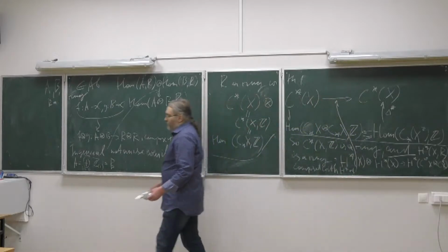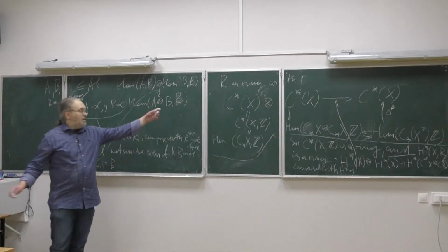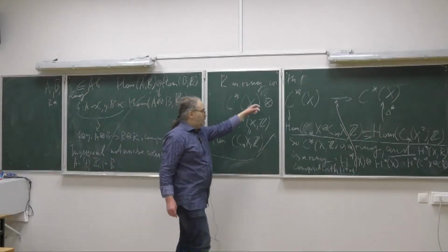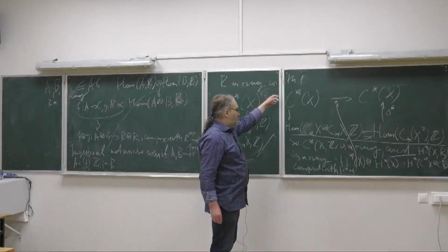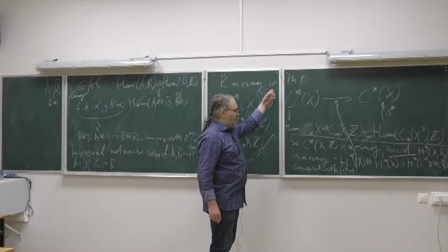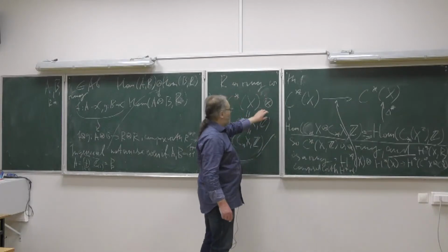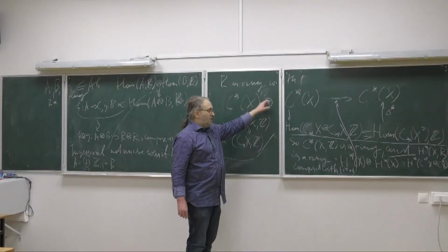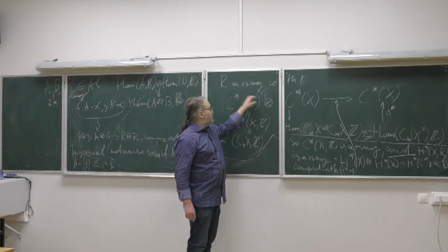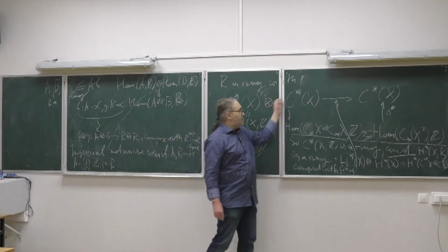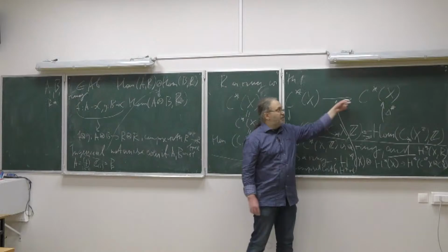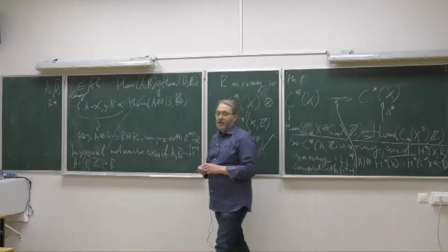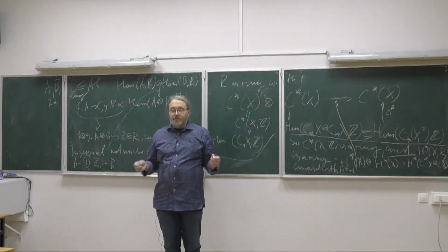Okay, so to get the product on cohomology, I first pass from cohomology of X tensor cohomology of X to the cohomology of the tensor product, and then apply cohomology to this arrow. Does this make sense?